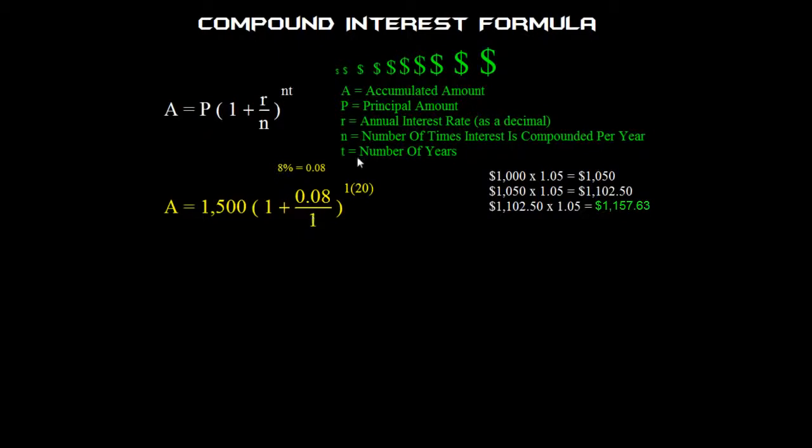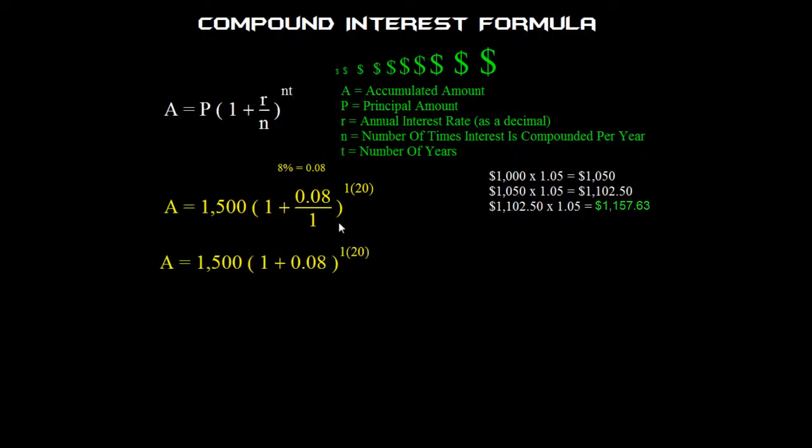And then N is the number of times the interest is compounded per year. For our first example here, introducing compound interest, we're just going to say it compounds only once, at the end of the year. And let's say it's for 20 years. So that's T. Okay, let's go ahead and solve.